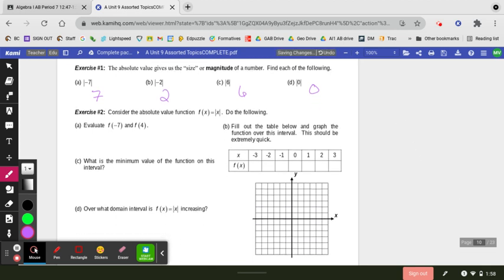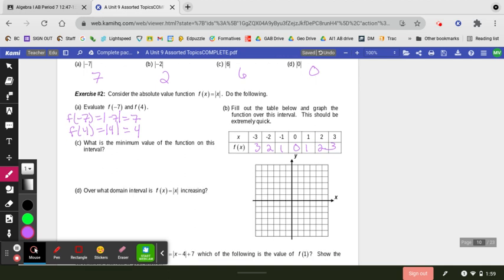So now we're going to consider the function f of x equals the absolute value of x. So if we're doing that, when we evaluate negative 7, we say f of negative 7 equals the absolute value of negative 7, so it equals 7. And f of 4 equals the absolute value of 4, so it equals 4. So now if we fill in the table, again, we're taking the absolute value of each value. So the absolute value of negative 3 is 3, 2, 1, 0, 1, 2, 3.